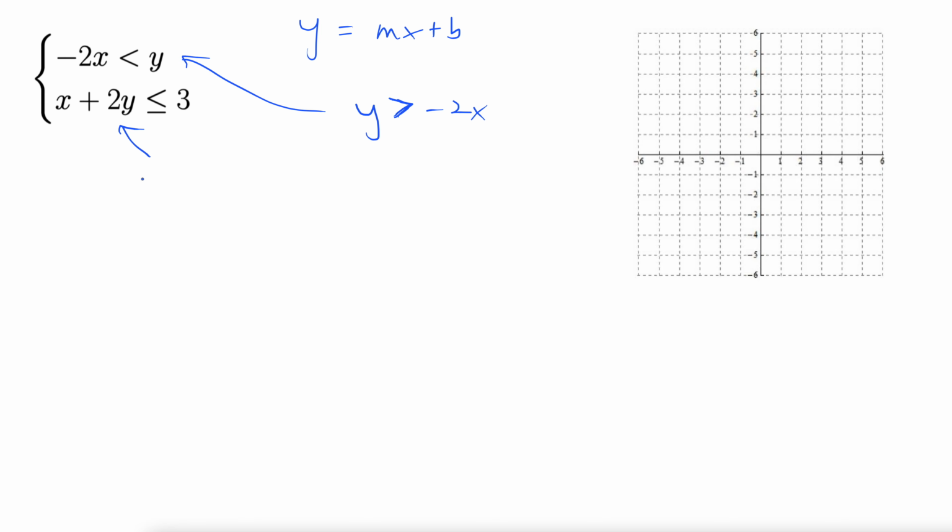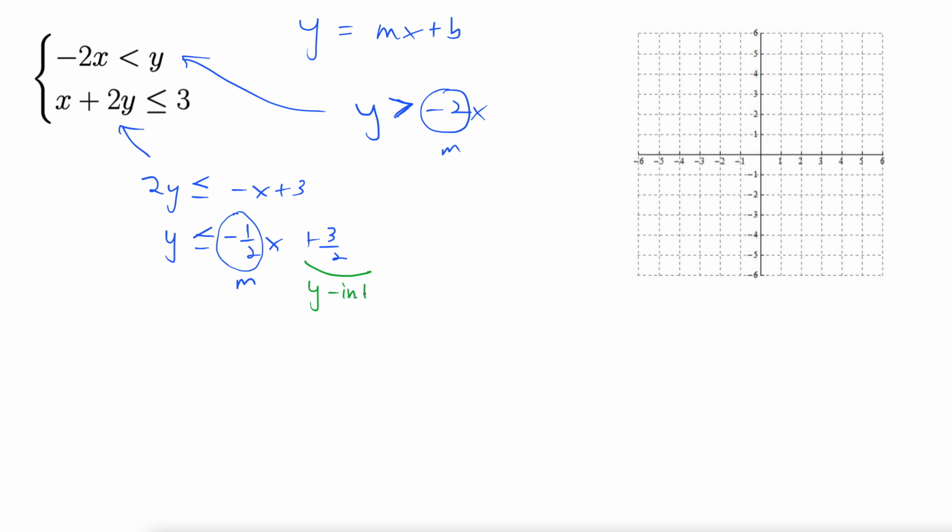So subtracting x from both sides gives us 2y less than or equal to negative x plus 3. Divide both sides by 2, y less than or equal to negative 1/2 x plus 3/2. I wanted it to be just like this so I can easily spot my slope. And here I can easily spot my slope. And our y-intercept is the thing hanging out at the end here, the b term.